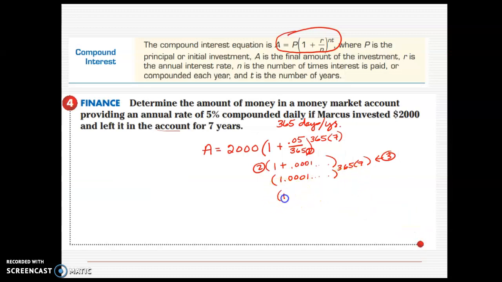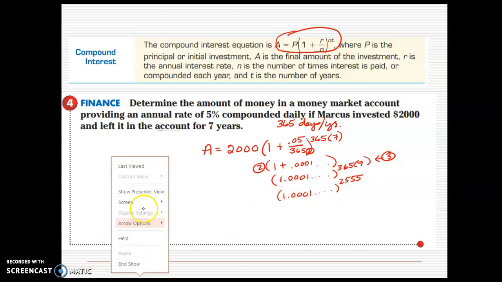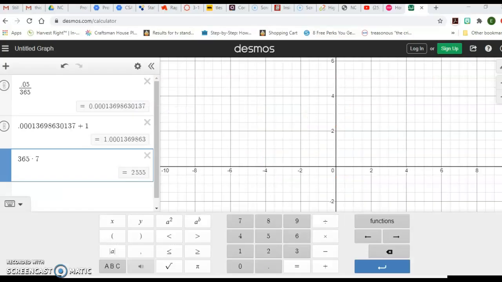Okay, so I have that 1.0001, blah, blah, blah, to the 2555. And I'm going to get all that done and then multiply by 2,000. That I can do in one line, and the reason is because I can put it in parentheses.